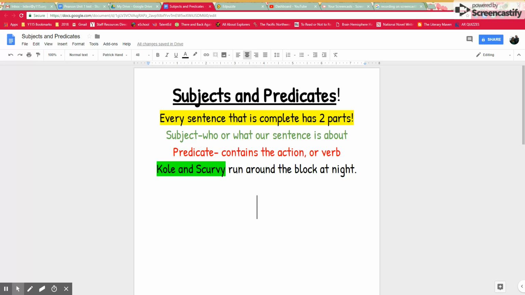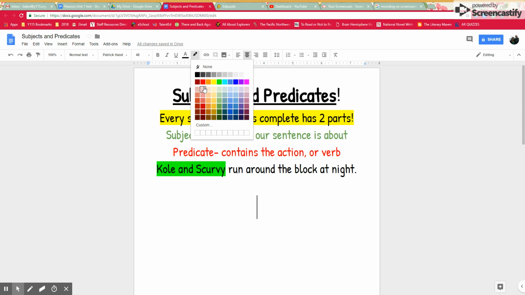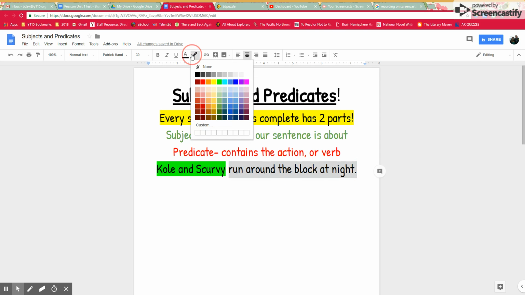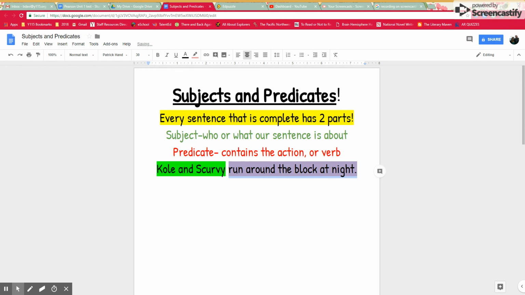So now I need to look for our predicate. Our predicate is going to tell me the action, the verb. What are Cole and Scurvy doing? Well, according to this sentence, Cole and Scurvy are running around the block at night. So I'm going to make this a little bit lighter of a red. But right here, this is all our predicate. This is the whole thing that Cole and Scurvy are doing. Now, I don't know if Cole and Scurvy really do that, but I figured this would be a really good example for you to see.